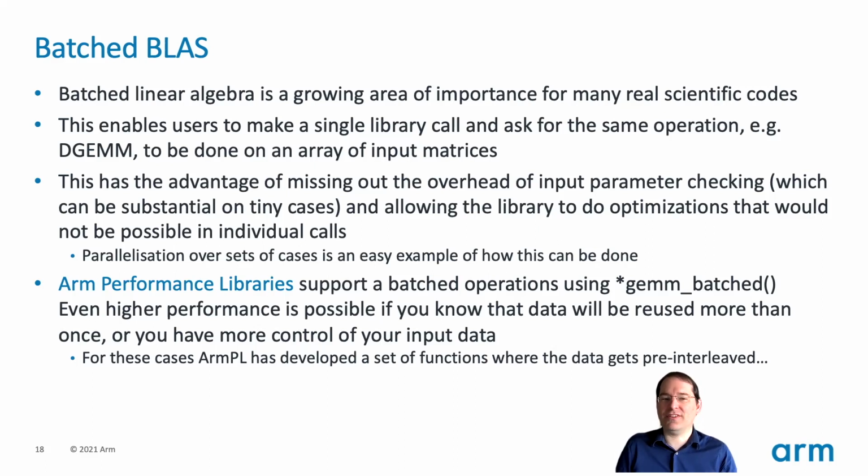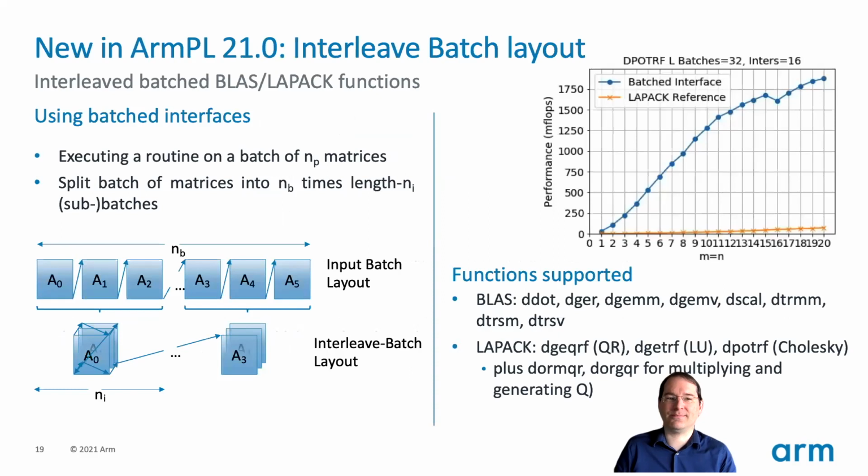Even higher performance is possible if you know that you're going to be reusing the data that you've put into these formats more than once, or you're controlling this data through your own pipeline, and you have control over where the data goes. And this is for what we call our batched interleave processes. So in this case, rather than having the matrices separately in memory, we allow them, through a call, to be interleaved in memory to enable us to have multiple batches with however many matrices interleaved. And this then allows extra optimizations to be done.